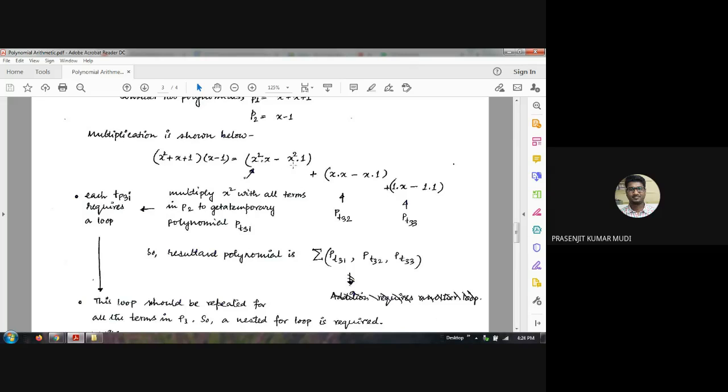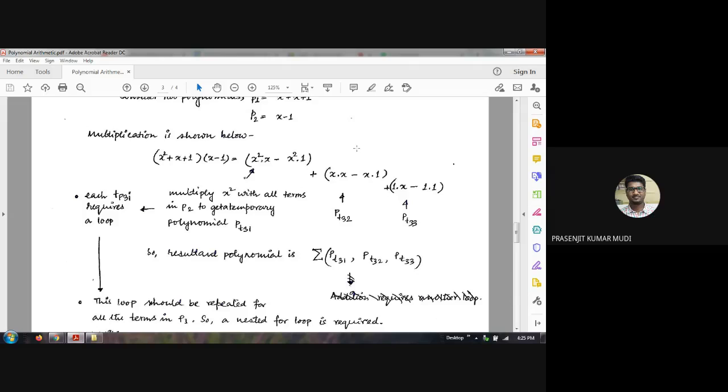This temporary polynomial is nothing but a term of the resultant polynomial, right? So to construct each such temporary polynomial or term of the resultant polynomial, you require a single loop. And how many such temporary polynomials do you have to construct? In this case, 3. Why 3? Because the number of terms in poly 1 is 3. So 3 such temporary polynomials or 3 terms of the resultant polynomial you have to compute.